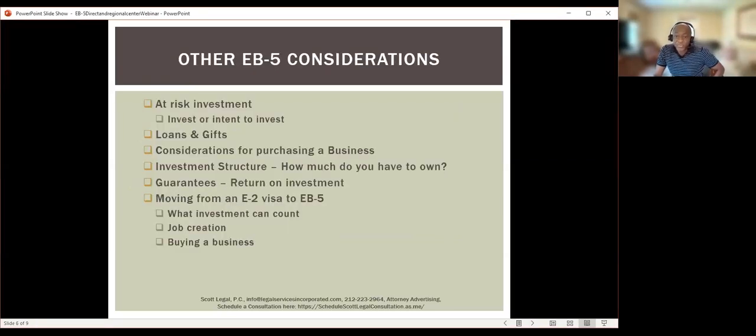So other considerations: EB-5 at-risk investment. This is a good one to think about. There's a really great case that deals with EB-5. It's called Matter of Ho. And Matter of Ho is often thought of as just a business plan case. But it's an interesting case.